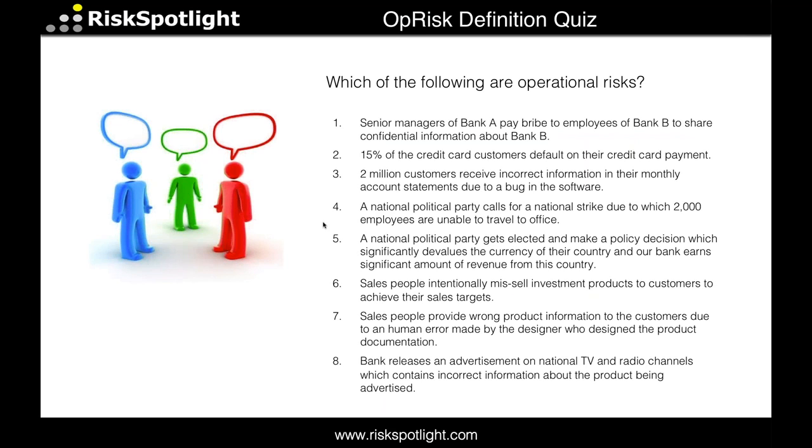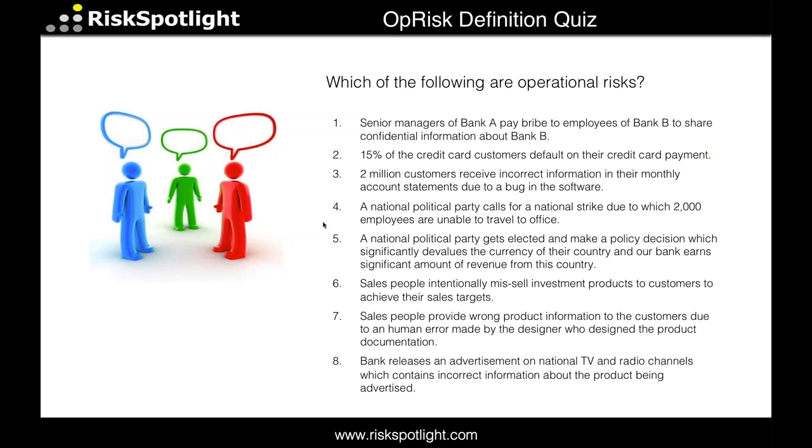I've listed about 8 examples here. You just need to identify whether you would consider each of those as an operational risk or not. Let's do the first one: senior managers of Bank A pay a bribe to employees of Bank B to share confidential information about Bank B. You can just say yes or no, if you would consider that an operational risk. Okay, yep, that's a no-brainer. Angelina's even tried to categorize it. That's nice.